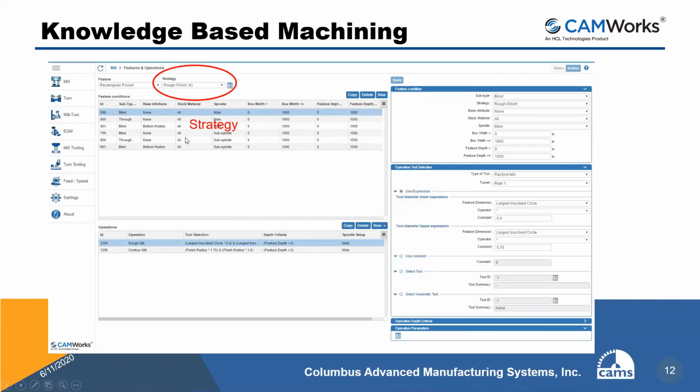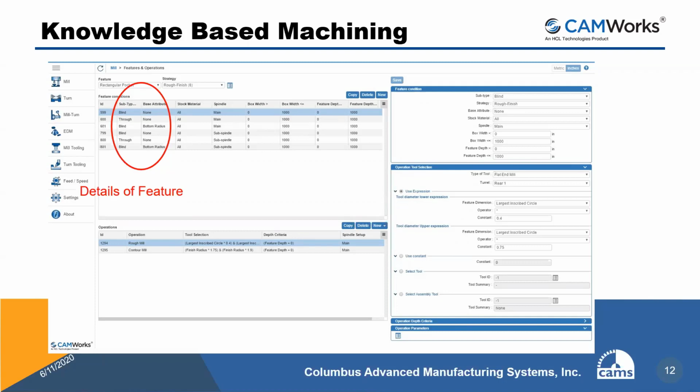So when it's looking at this with the database, it's going to look at the feature type and the strategy. Then it's going to look at some details of the feature, such as if it's blind or through, and if it has a bottom radius or not. This will differ based on feature type, but there are different details for each type of feature. And if you notice, there's an ID number next to one of those. That's because with a different feature type, a different strategy and different details of the feature, it's going to have a different ID number. And different ID numbers will output different operations, different operation parameters and tools based off that ID number.